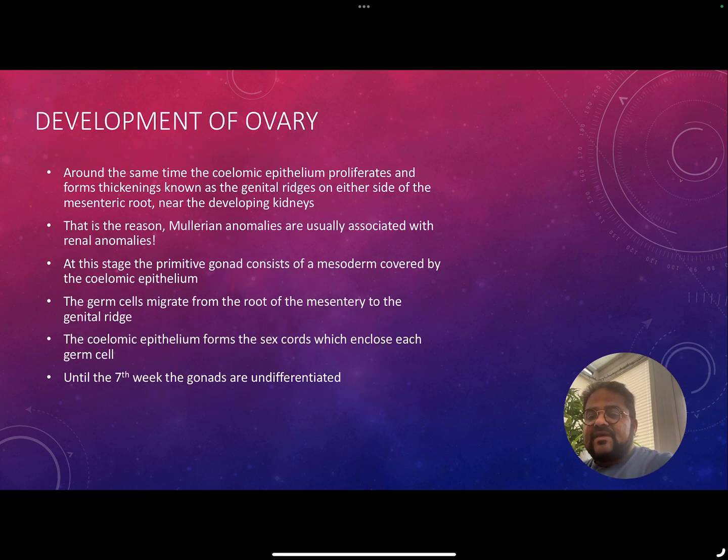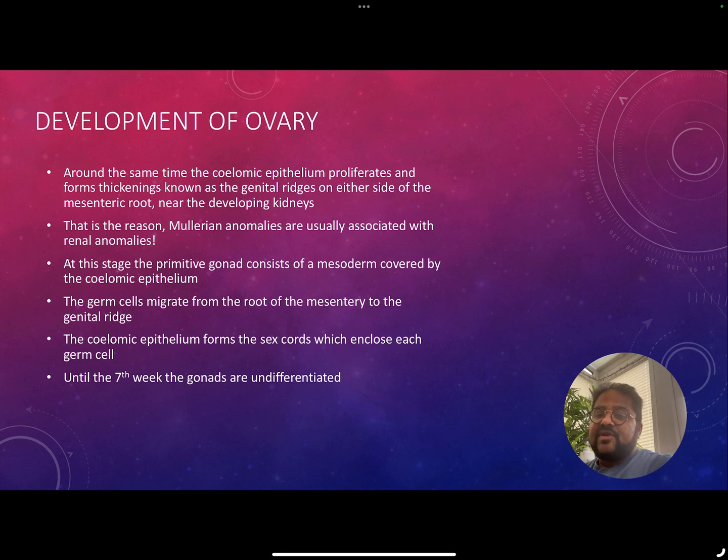Around the same time, the coelomic epithelium proliferates and forms thickening known as genital ridges on either side of the mesenteric root near the developing kidneys. And that's the reason that Mullerian anomalies, which affect the uterus, are usually associated with renal anomalies.